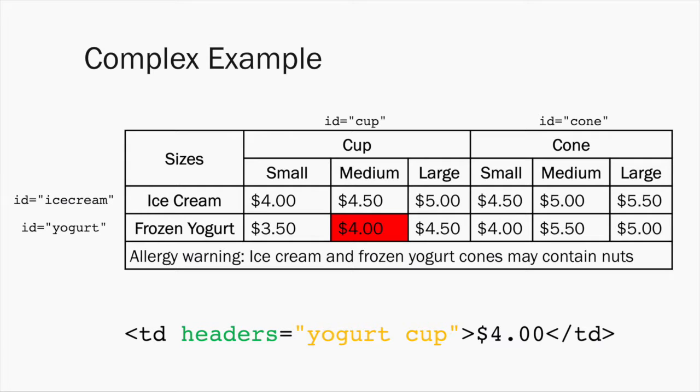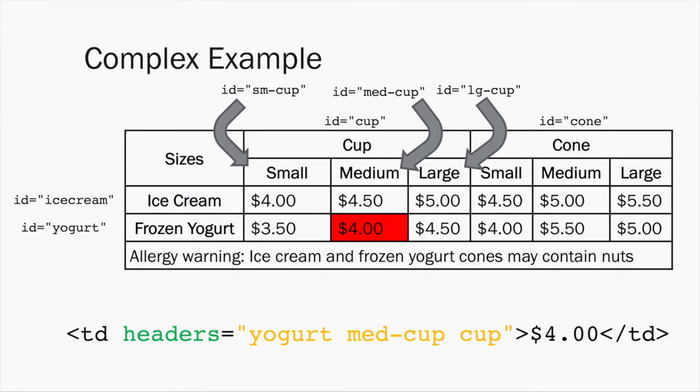But search engines and assistive devices can't really tell that. So by saying headers equal yogurt and cup, then it knows exactly where to organize this information because it's inside the cup ID and the yogurt ID of the headers. So first you can have the yogurt ID and then you can have the cup ID as long as they're inside the headers. Now you can have the headers flipped around and put in whatever order you want, but as long as they're inside the headers attribute, in the appropriate column, it will be easier for the search engines and assistive devices to know where to place the data.